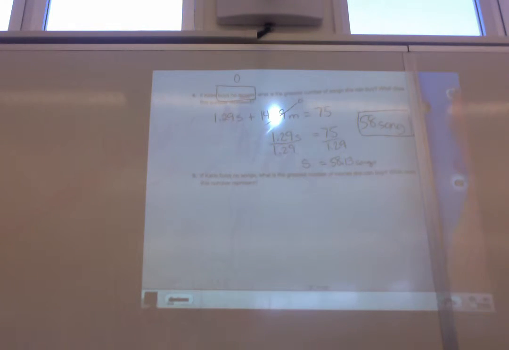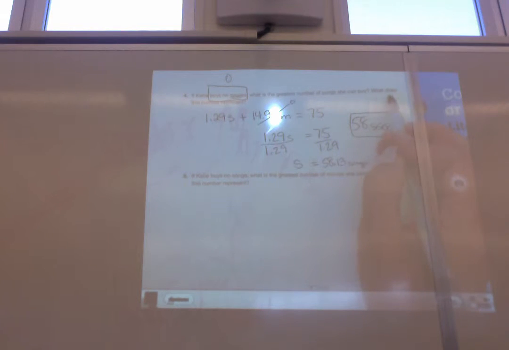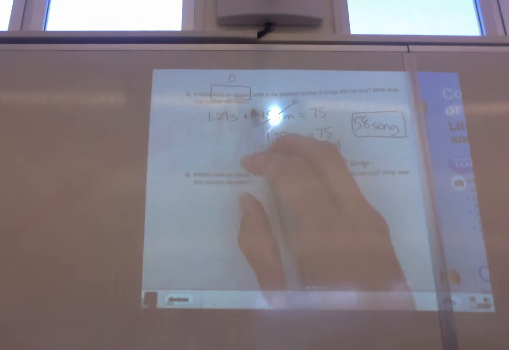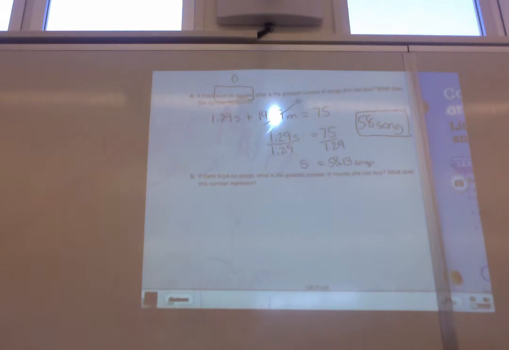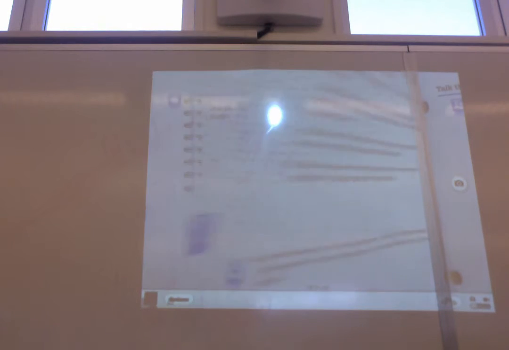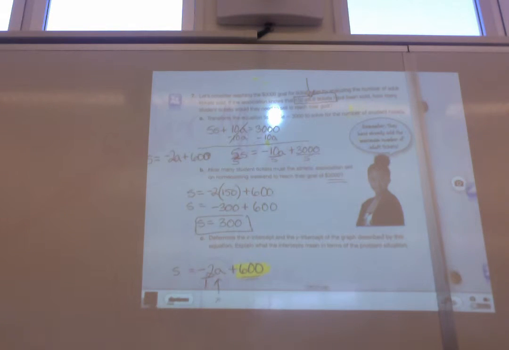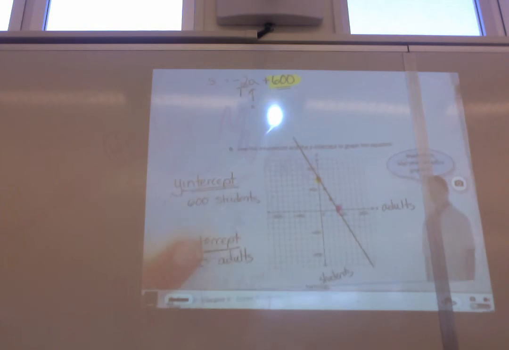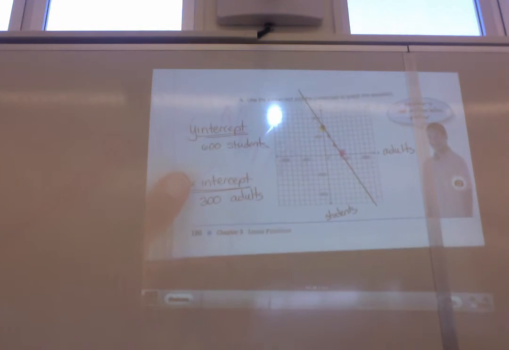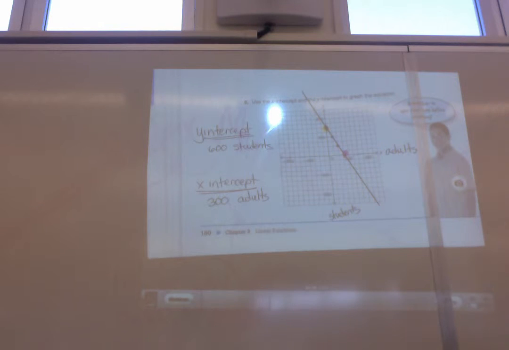Okay? They asked the second part of this. What does this number represent? Okay, for that, we might need to look back at what we were working on Friday. Flipping back, flipping back. Here we go. Page 180. This is where we left off on Friday.